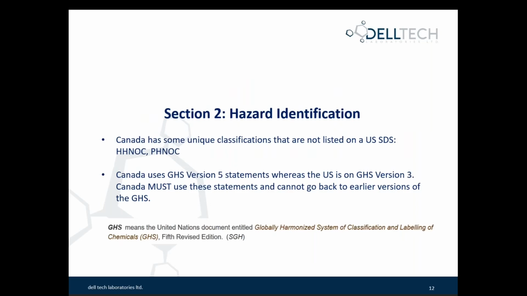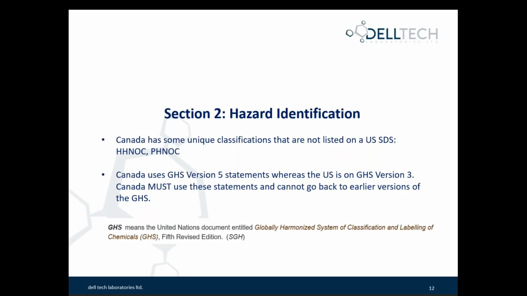Section 2, otherwise known as hazard identification. Section 2 of the SDS is where you will find the GHS classification for your product, the appropriate signal word, hazard statement, prevention, response, storage, and disposal statements. One thing to note here is that Canada has some unique classifications that would not be listed on a US SDS. These are HHNOC and PHNOC.